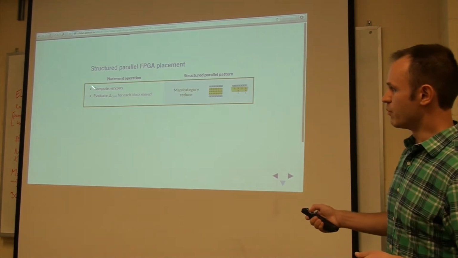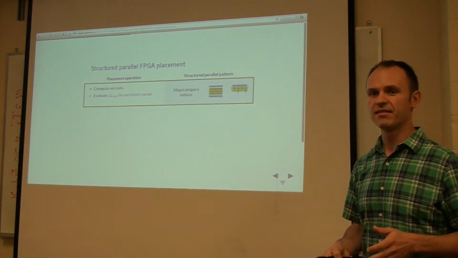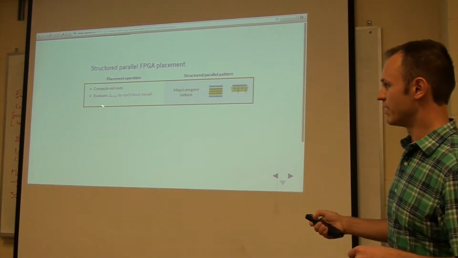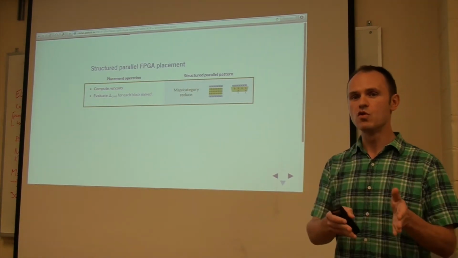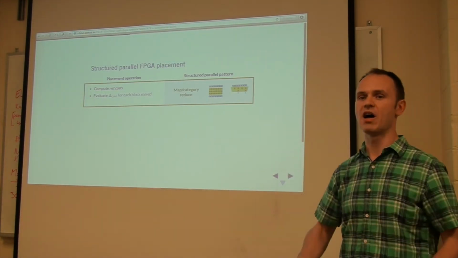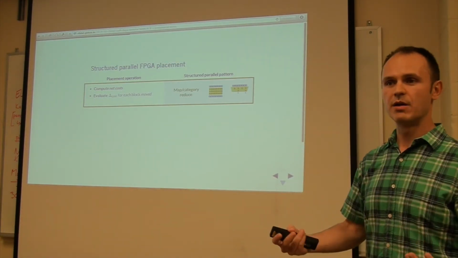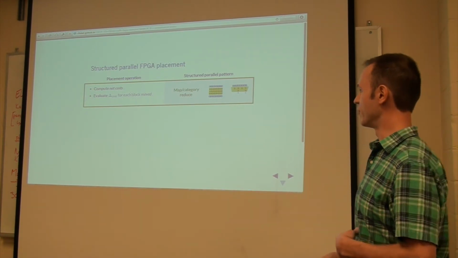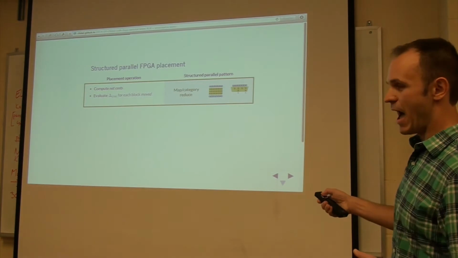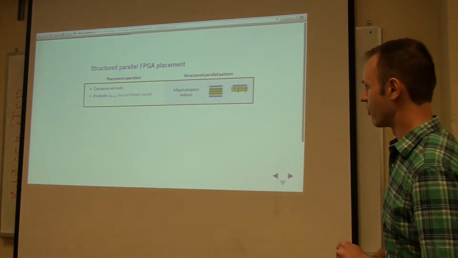We need to compute the cost of each net in the circuit. We also need to be able to compute a difference in cost based on moving each block to a new proposed location. So if we want to try moving many blocks at the same time, we need to be able to evaluate the cost of each one of those in parallel. And we can do both of these operations by using a map pattern followed by a category reduction.